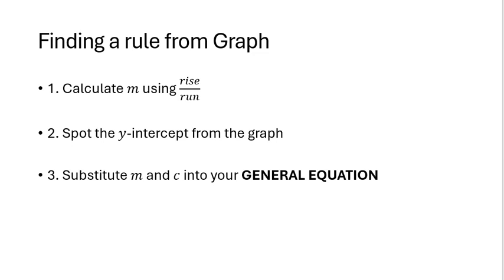Finding a rule from a graph. So let's just say they give you a graph and they ask you to find the rule because we don't know what it is. These are the steps you take. You calculate the gradient using rise over run. You spot the y-intercept from the graph, and then you just substitute the m and c values that you find. So this is like finding c, and then you just replace them.